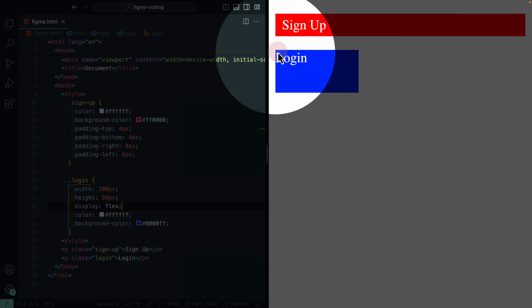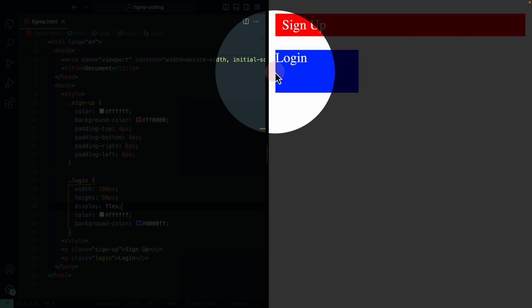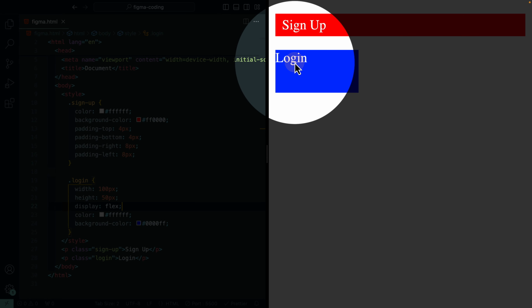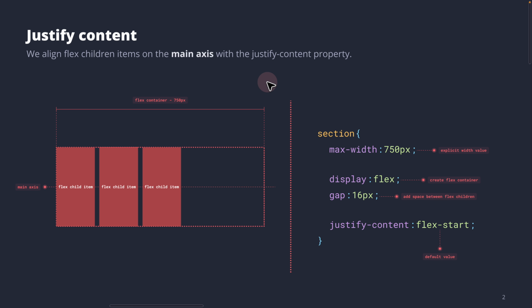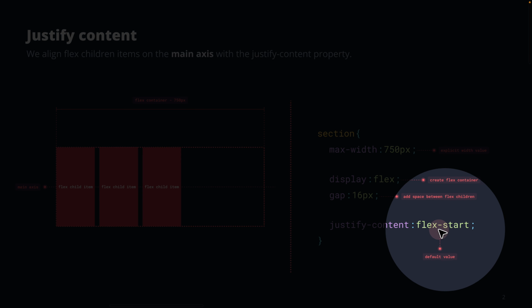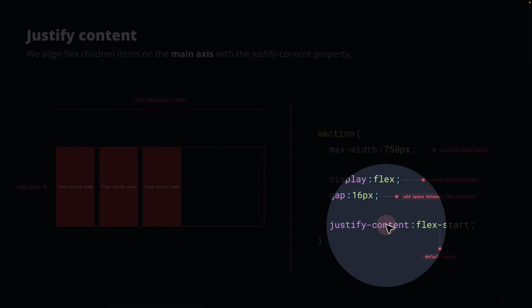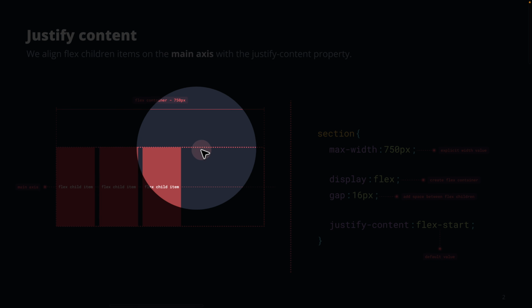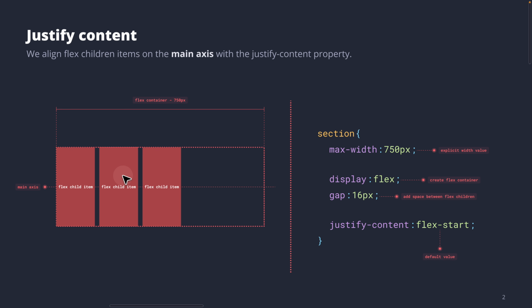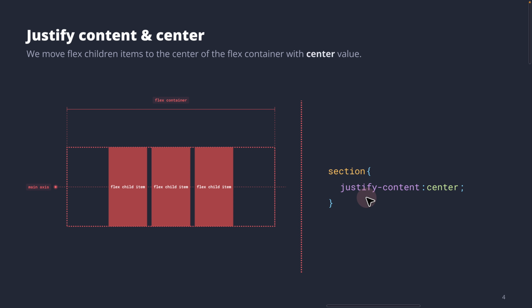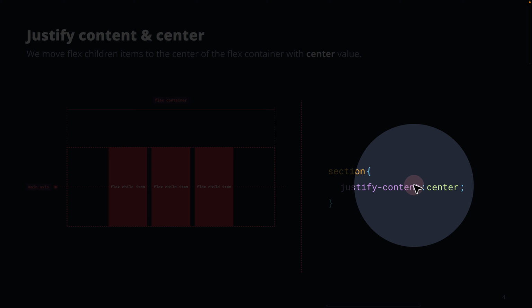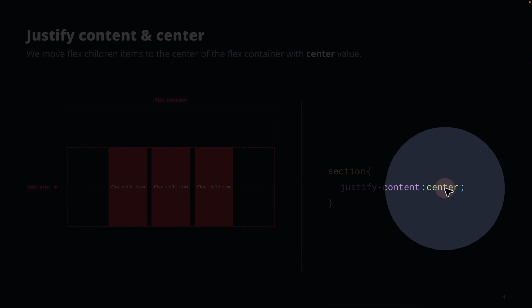And the reason is, by default, all the flex items, which in this example is this text child item, are aligned to the left. So if I go back to this slide, you see the default value is always set to flex start on the justify content, and it's always aligned to the left side. So how do we center align it? We use a property called justify content, as I mentioned previously, and we give it the value of center.